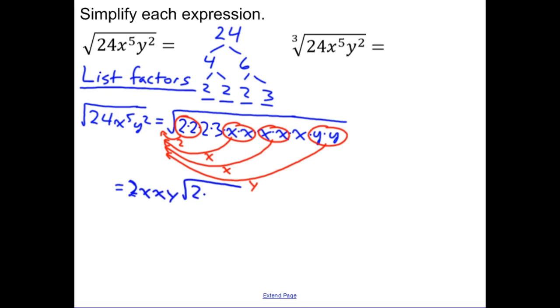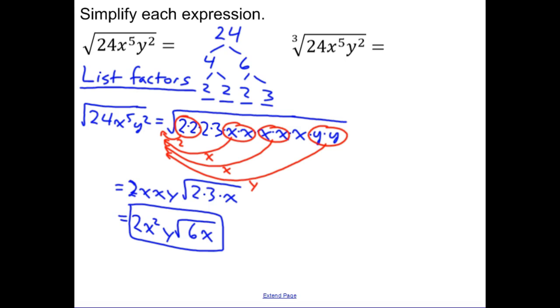That's a 2 times 3 times x. Now, I can simplify this by writing x times x as x squared and times the y. And then within the radical sign, I'm going to multiply things together. So I have a 2 times 3, that's a 6, and I have my x. And that is my solution. Okay, that is the square root.